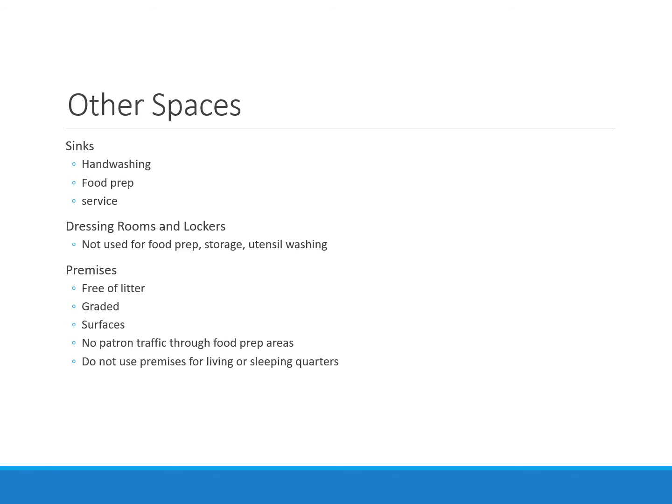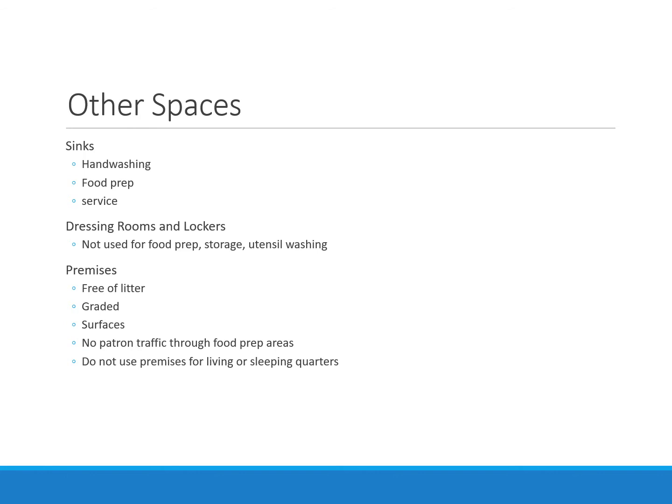Other things we have to think about when designing a facility: the sinks. There are 3 types of sinks that we have to think about. We have hand washing sinks, which are the ones that I've talked about previously. These are required by law to have signage, a way to dry the hands, and soap. You have food prep sinks. These are sinks in the kitchen, and there are requirements on how they have to be set up.